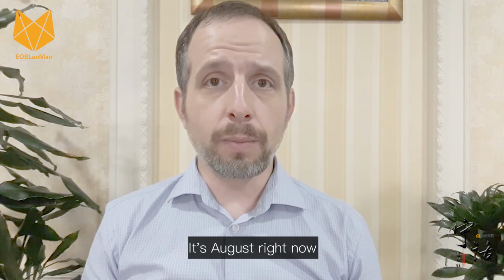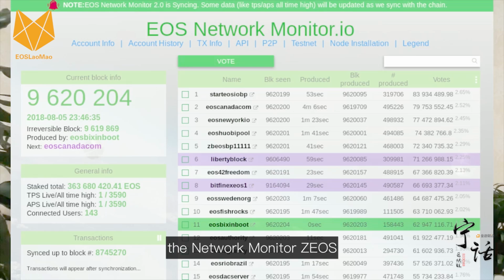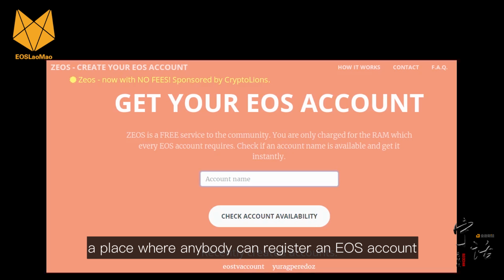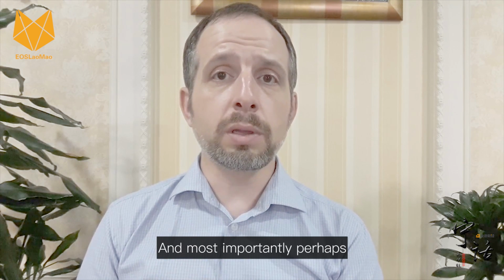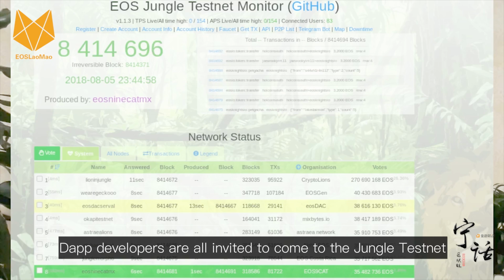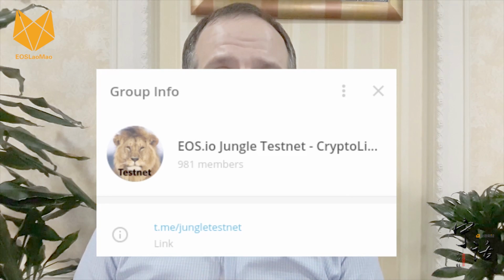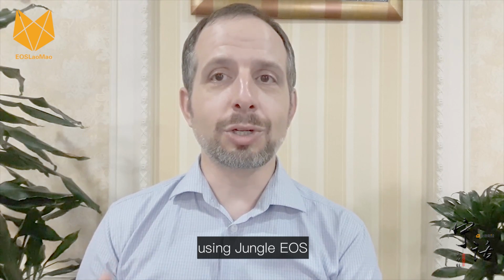It's August right now. It launched in June. And we need more infrastructure, and it's coming. Crypto Lions is proud to have provided the network monitor, Zeos, a place where anybody can register an EOS account using Bitcoin or Ethereum, and most importantly perhaps, the Jungle testnet. dApp developers are all invited to come to the Jungle testnet, find us on Telegram, and we will be happy to let you test your applications using Jungle EOS.